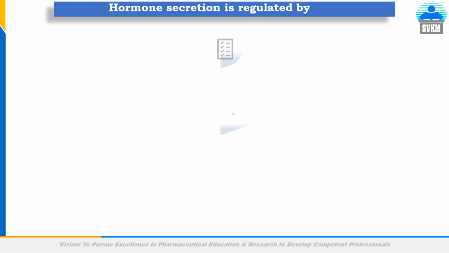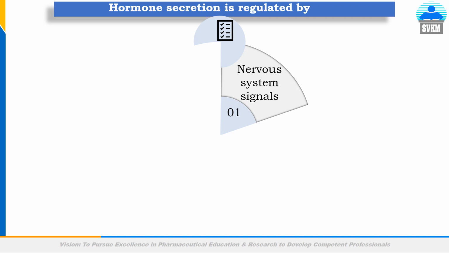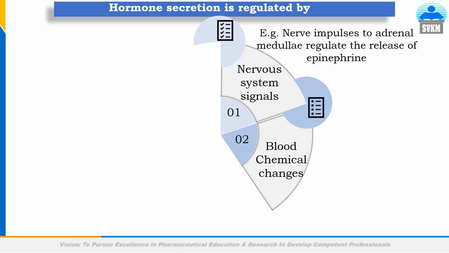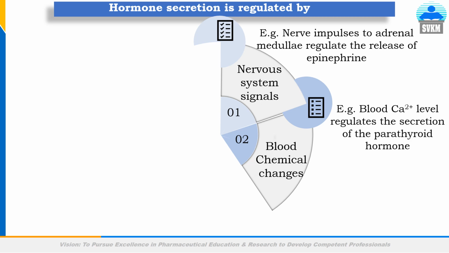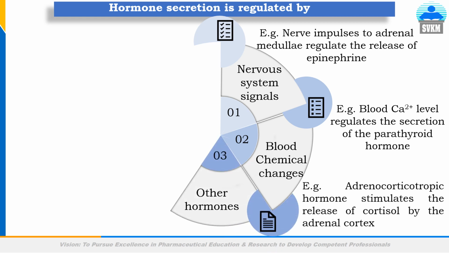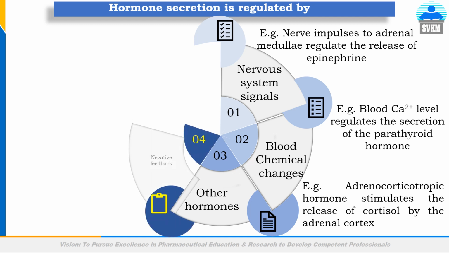Now, hormone secretion is regulated first by signals from the nervous system, such as nerve impulses to the adrenal medulla regulating the release of the epinephrine hormone. Second, by changes in the blood composition, particularly the chemical composition. For example, the blood Ca2+ level regulates the secretion of parathyroid hormone. Third, other hormones also regulate hormone secretion. For example, adrenocorticotropic hormone stimulates the release of cortisol by the adrenal cortex.